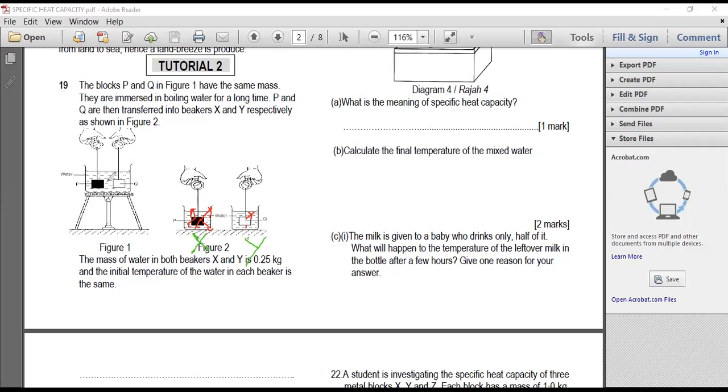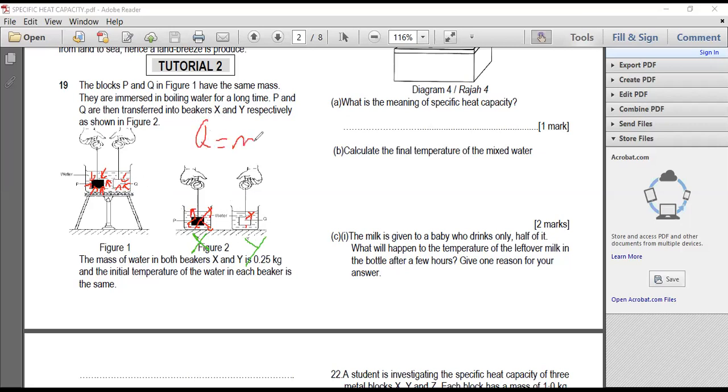Meaning, when P is inside the boiling water and we transfer it here, what happened inside the boiling water? P absorbed more heat. Then only P, when you transfer it here, can release more heat. That means inside the boiling water, Q is absorbing less heat, so when it goes here, it releases less heat. So P inside the boiling water absorbs more heat compared to Q. The reason is because of this.